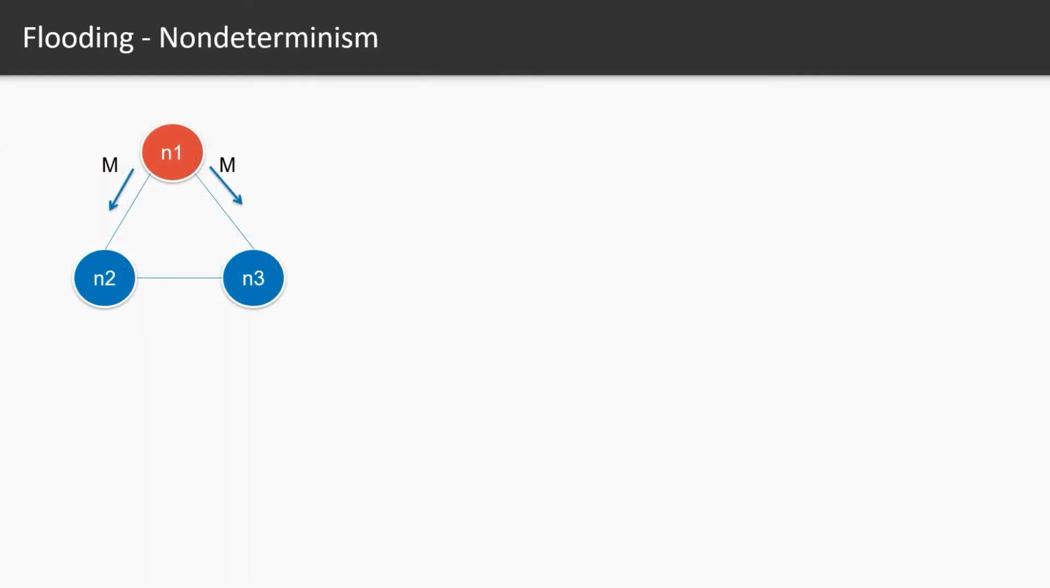So to study the non-determinism of the flooding algorithm, let's take this example of three nodes, where node 1 sends a message to all of the other nodes in a network. So let's suppose message M was delivered to node 3 before it got delivered to node 2.